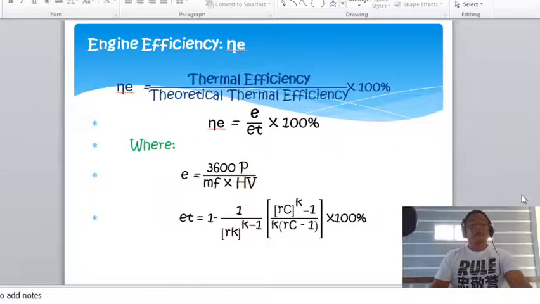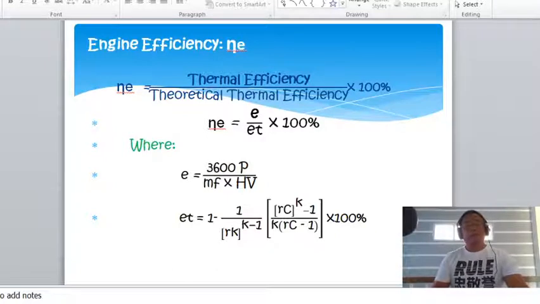Okay, so this engine efficiency is divided also into 4 parts. One is the indicated engine efficiency. The next is brake engine efficiency. The other is the combined engine efficiency, and the last is the plant engine efficiency.